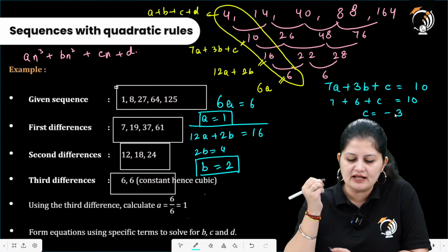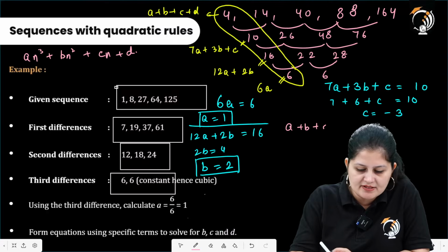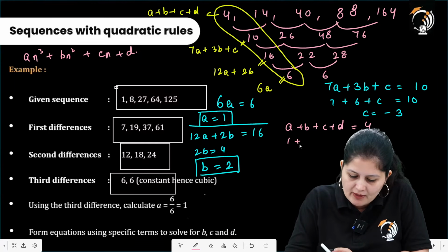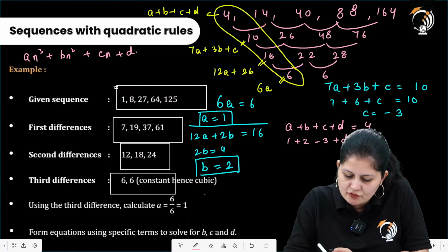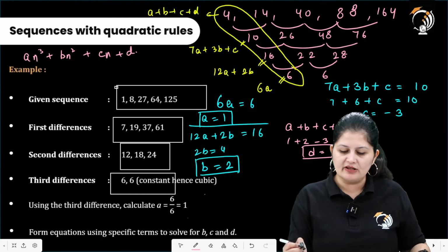And we know that a plus b plus c plus d is equal to 4. Correct. So let's just put the values: 1 plus 2 minus 3 plus d is equal to 4. So we are getting d is equal to 4 here. That is what we are getting as the values.